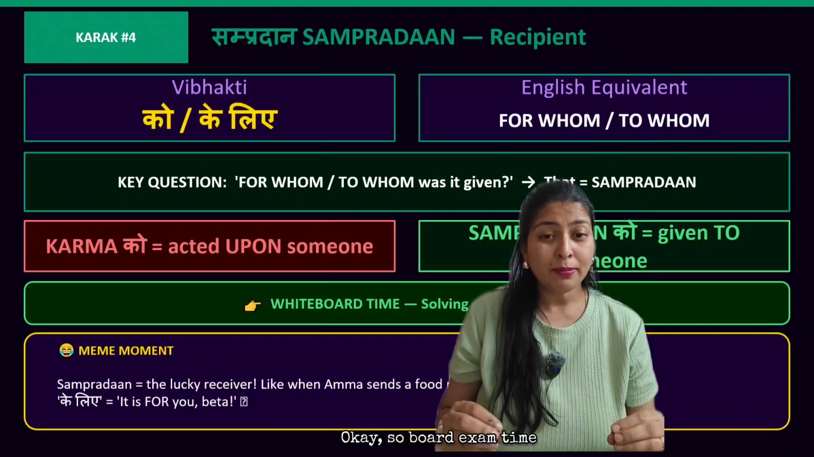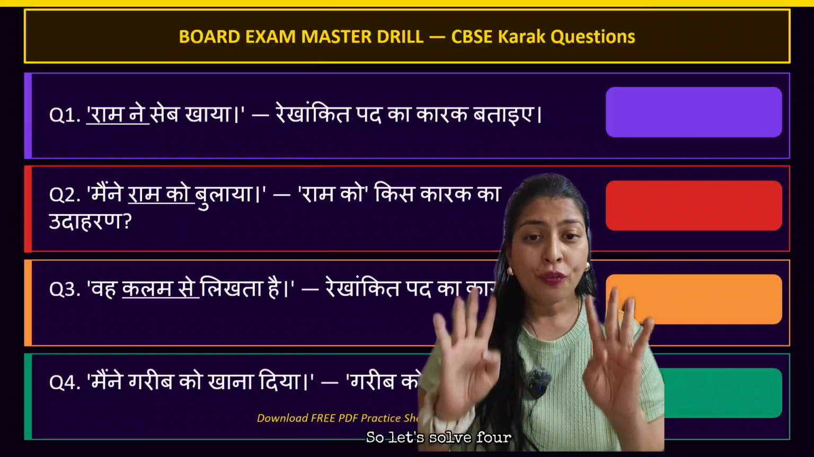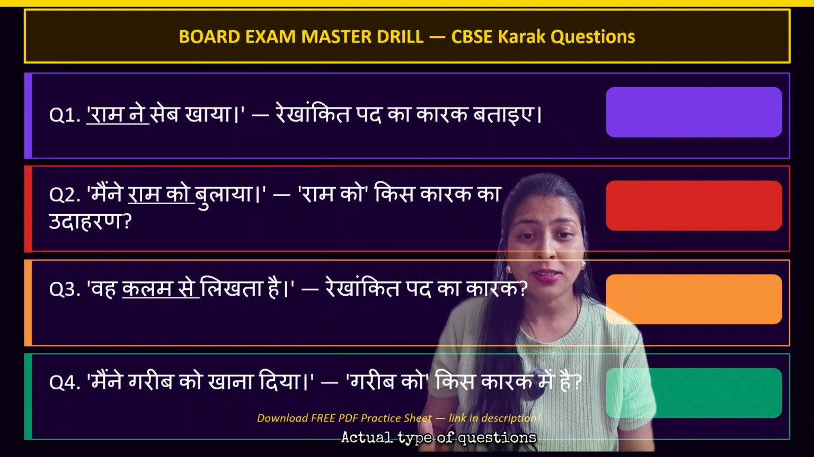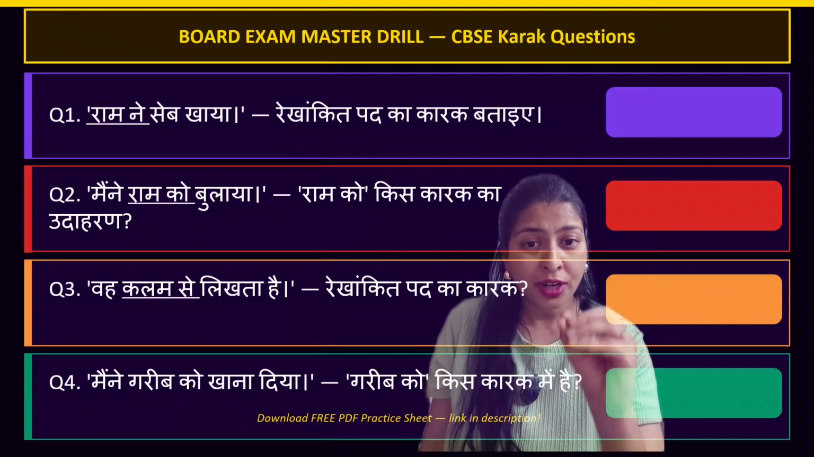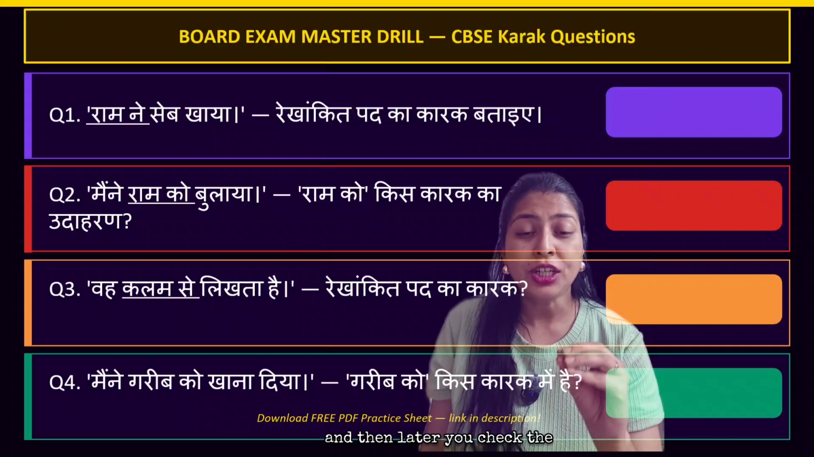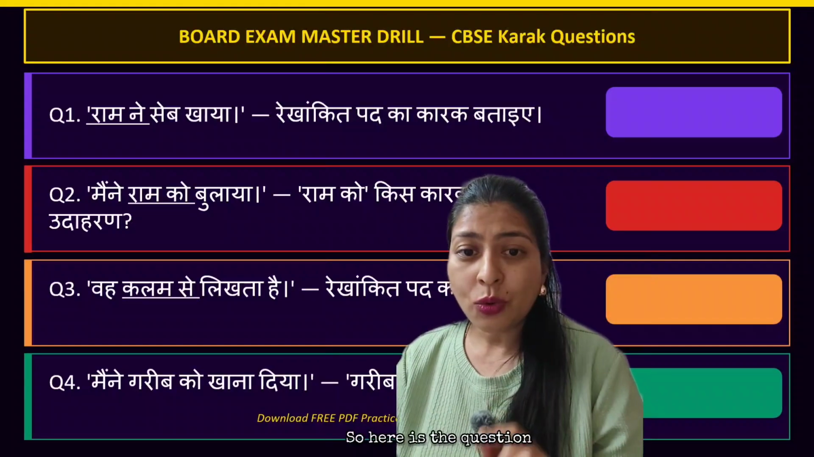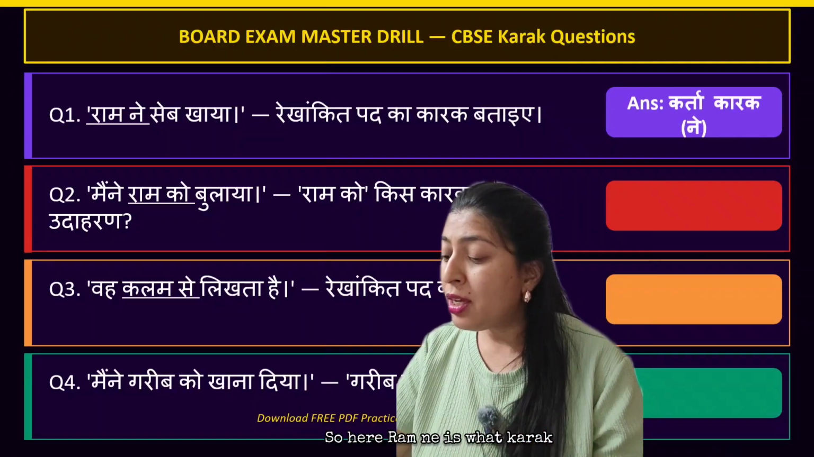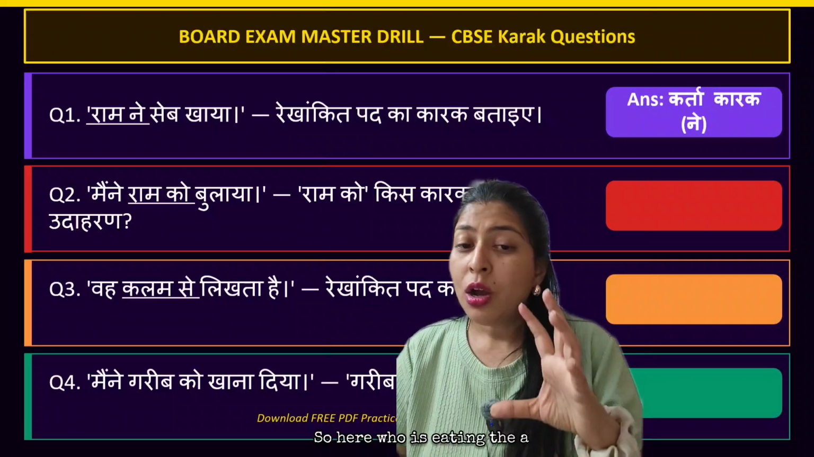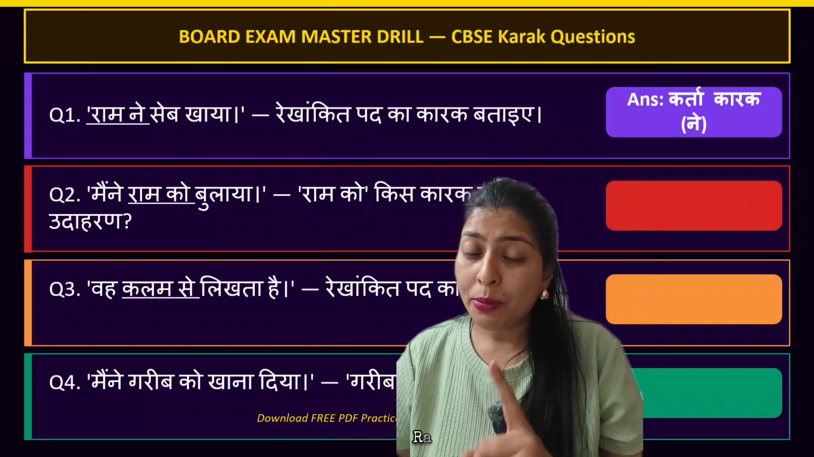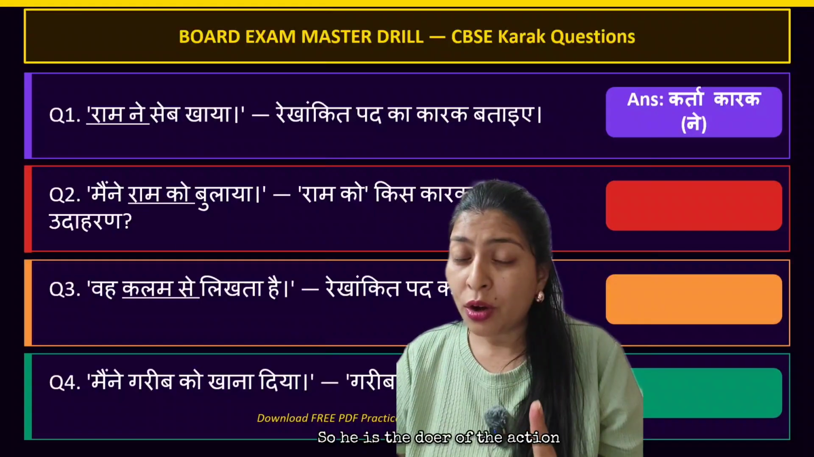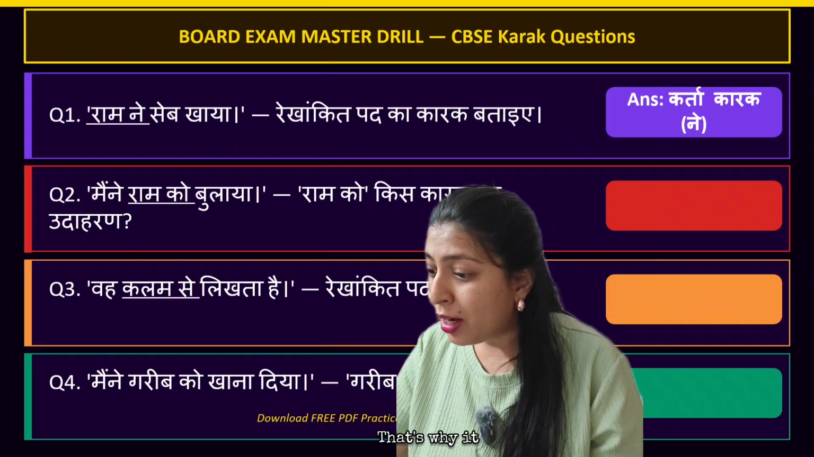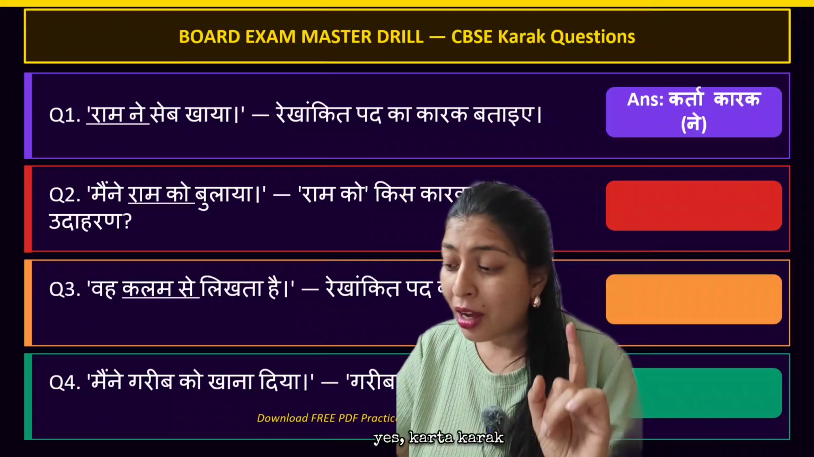Okay, so board exam time. Let's solve four actual types of questions. You first pause the video, try it yourself, and then later check the answer. So here is the question. Ram ne seb khaya. Here, Ram ne is what Karak? Who is eating the apple? Ram ne. He is the doer of the action. That's why it is, yes, Karta Karak.